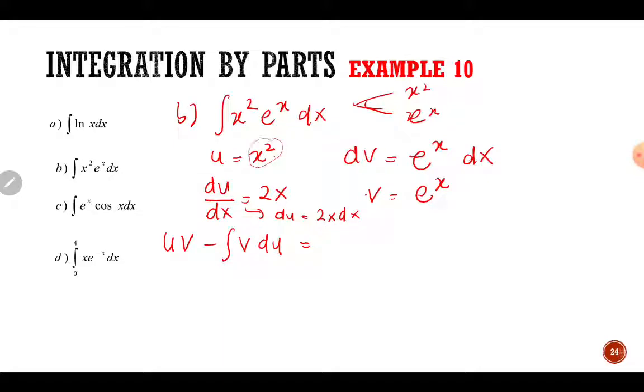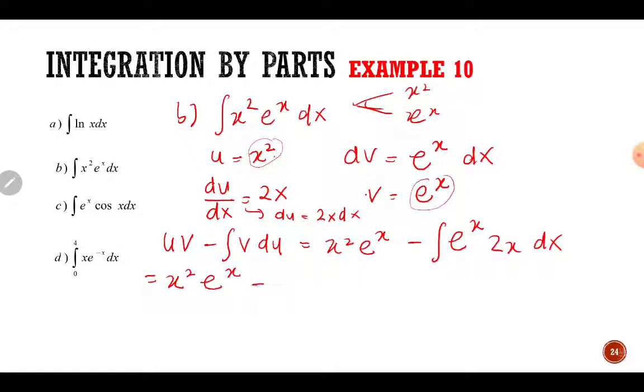So here u is x square, v is e to power of x, minus with v, kita adalah e to power of x, du kita adalah 2x dx. Okay, so kalau kita tengok kat sini kan, we have x square e to power of x minus with 2. Okay, 2 x ni boleh letak kat depan, sama je, x e to power of x dx.